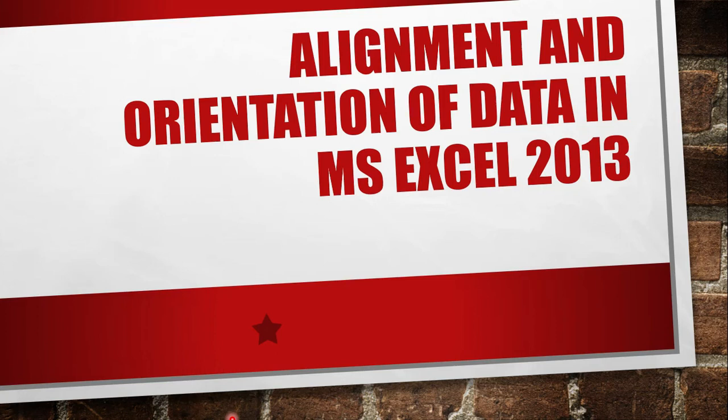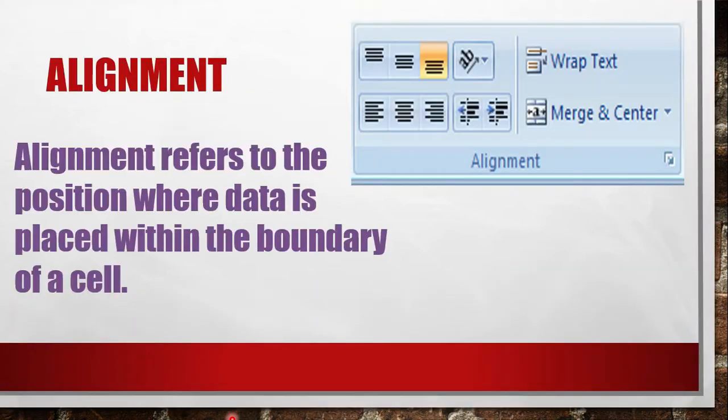Alignment and Orientation of Data in MS Excel 2013. Alignment refers to the position where data is placed within the boundary of a cell. So these are the options of making the text align. This is for top align, middle align, bottom align, left align, center align and right align.